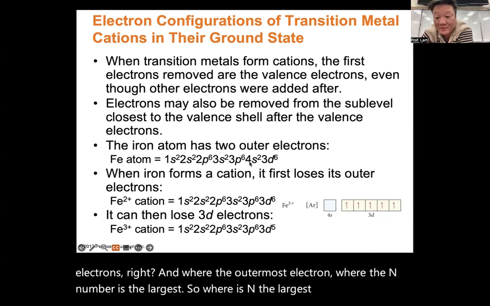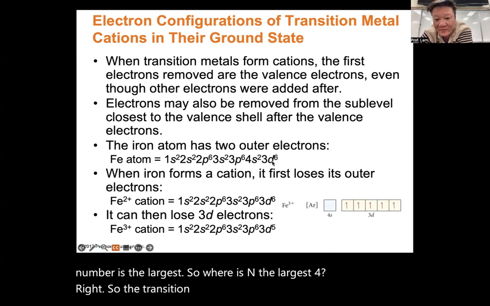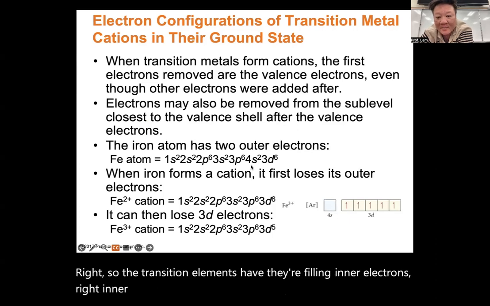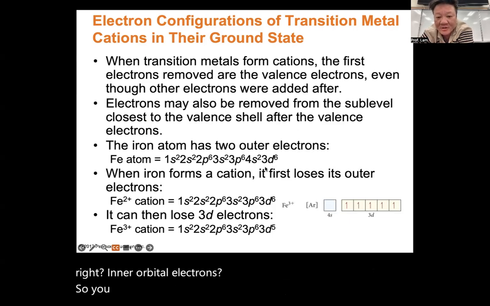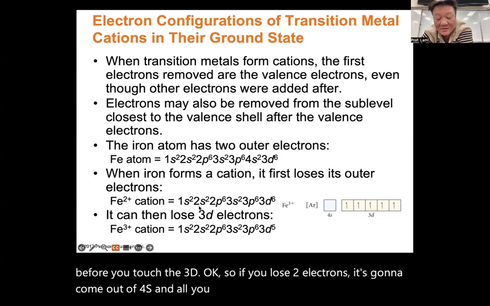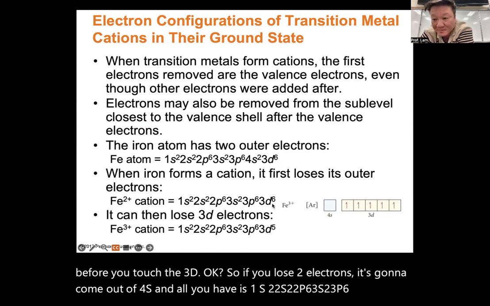4, right? So the transition elements are filling inner electrons, inner orbital electrons. So you don't touch those. You're going to take it out of the 4s first before you touch the 3d. Okay. So if you lose 2 electrons, it's going to come out of 4s, and all you have is 1s2, 2s2, 2p6, 3s2, 3p6, 3d6. Okay. So no more s.